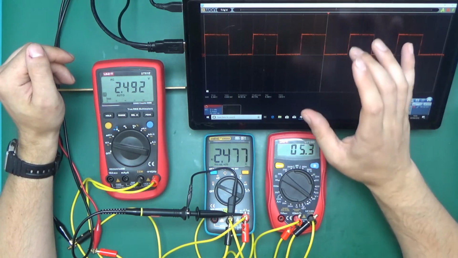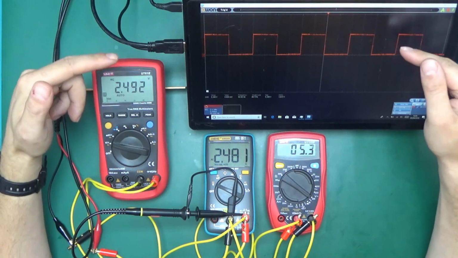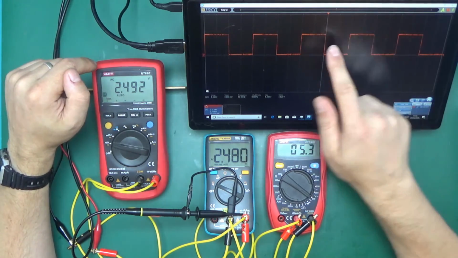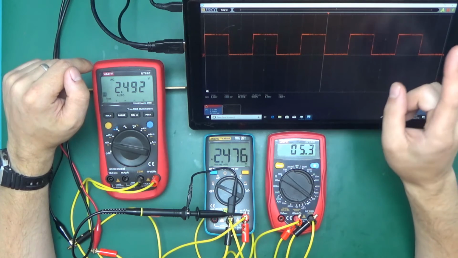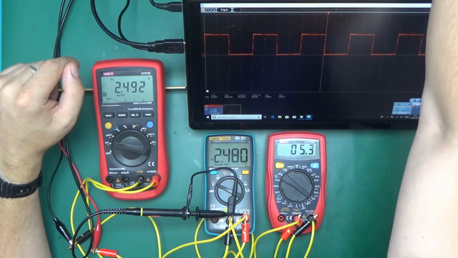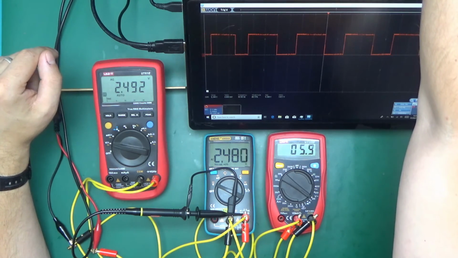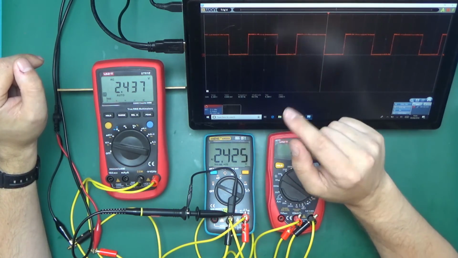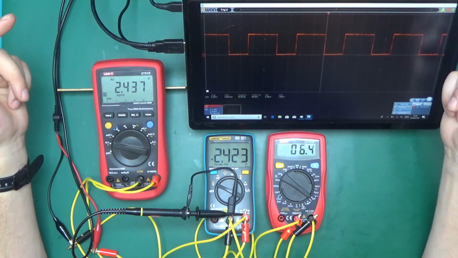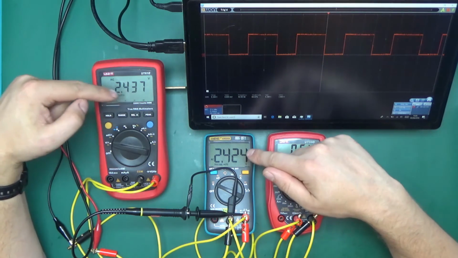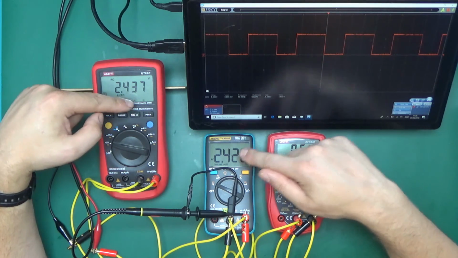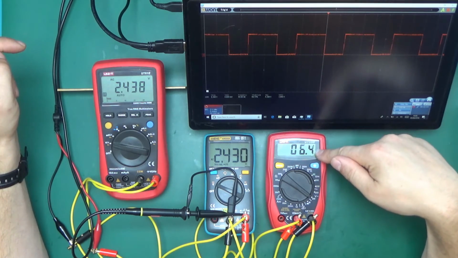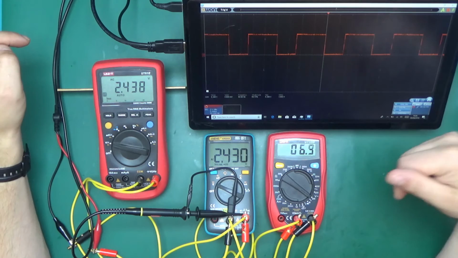What threw me off massively was what happens next and what I'm going to show you. So let's have a look at what happens if we change the duty cycle, which is what I was doing in that video. And we're at 50%. Let's go to 60%. So this should now be 6/10 of 5 volts, which should be 3 volts. Both of those show 2.43. So actually slightly lower than what they used to. This one's showing 6.4. I think this guy here is suffering badly.